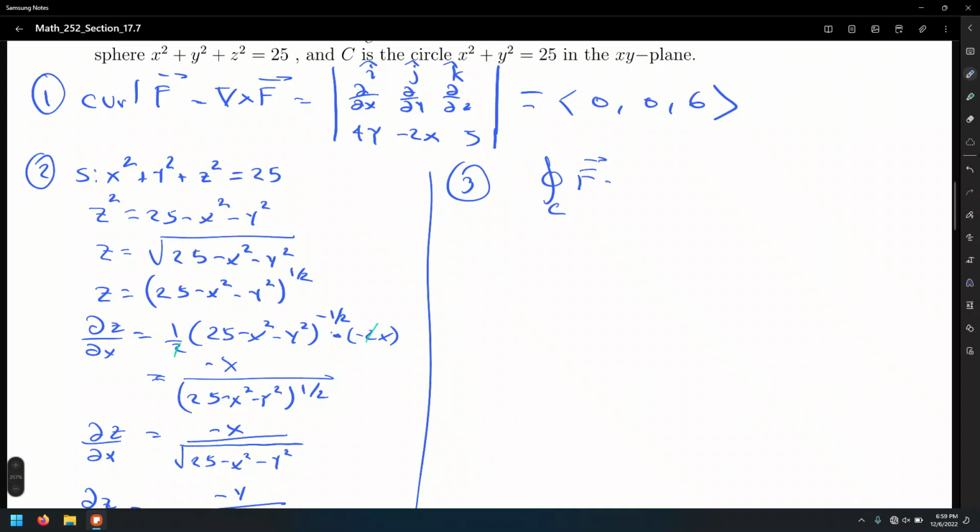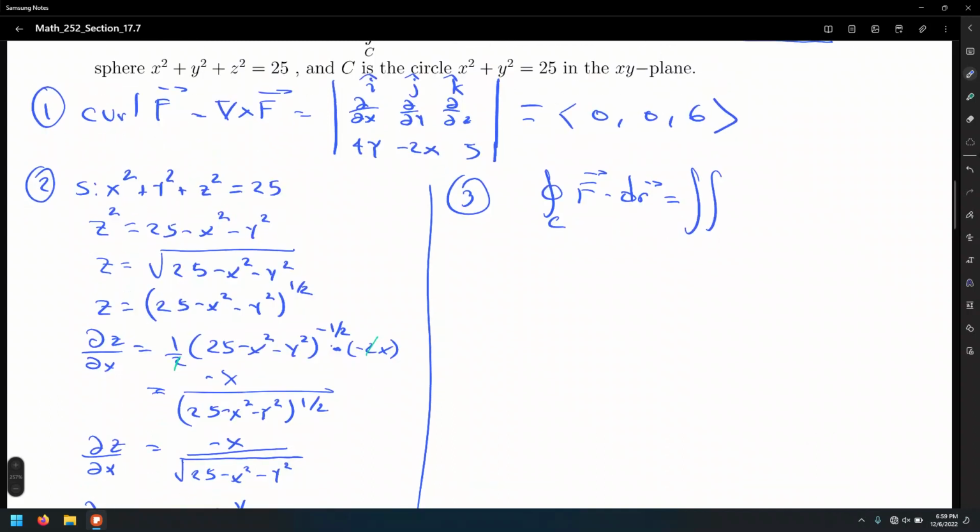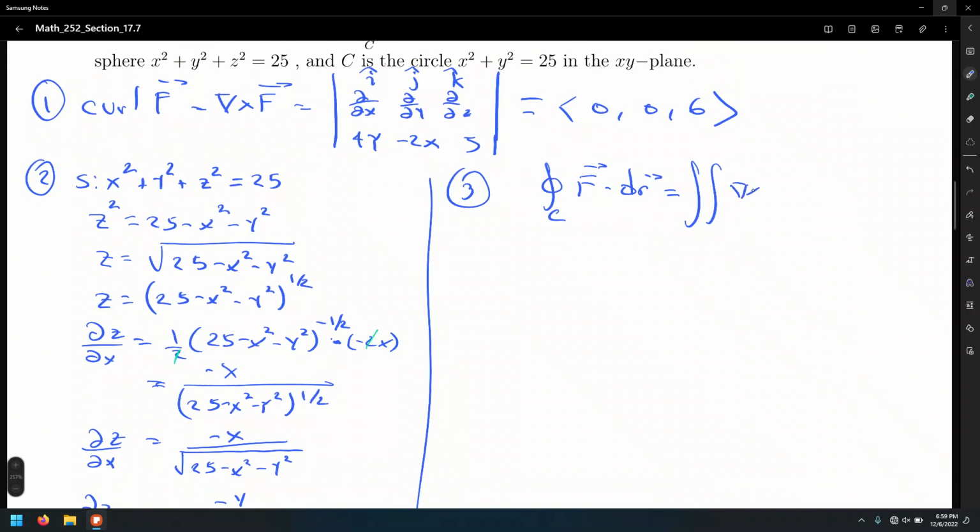of F dotted with dr, which instead we're going to evaluate via the double integral of nabla cross F, dot product with negative z with respect to x, negative z with respect to y, comma 1, and let me call this dA. Yes, this is dA for now.